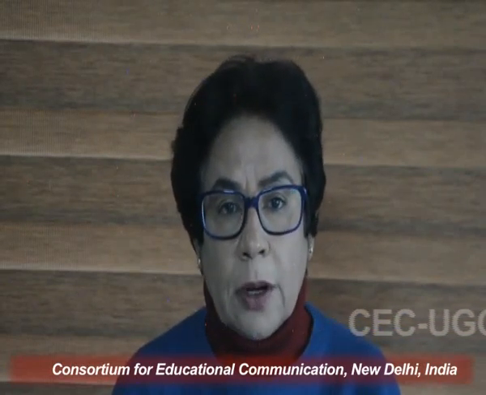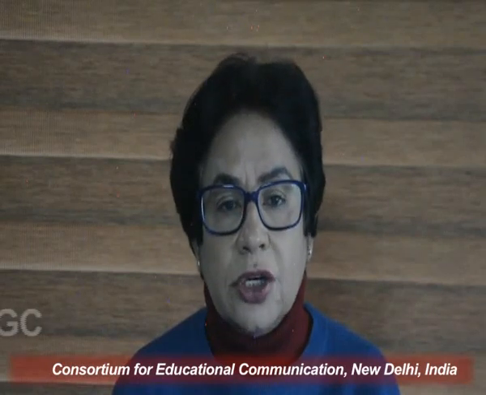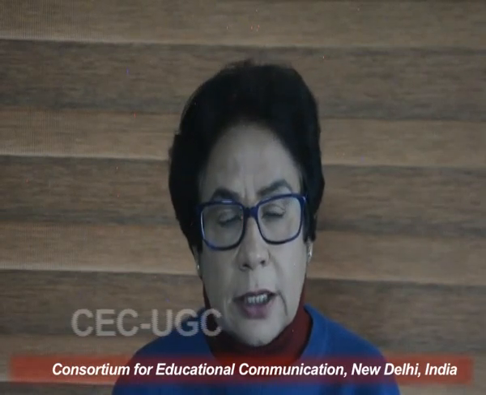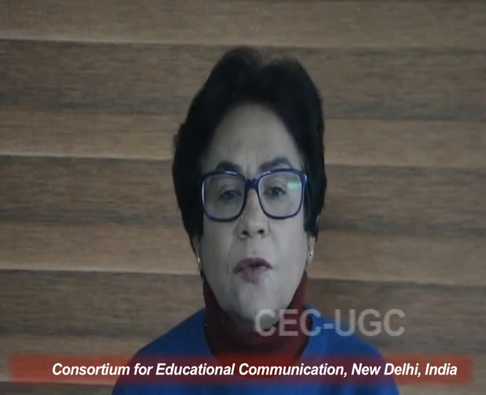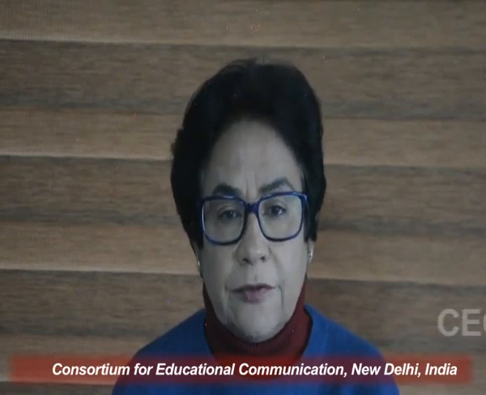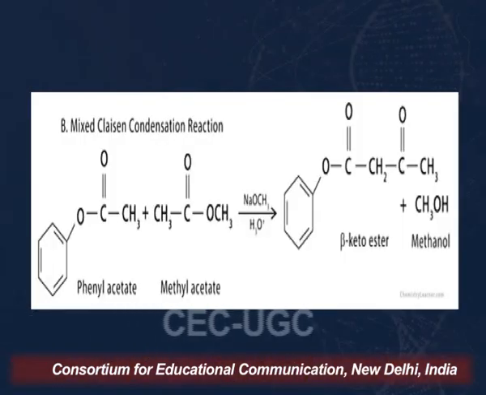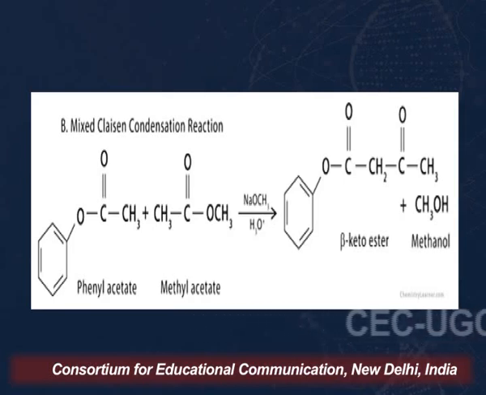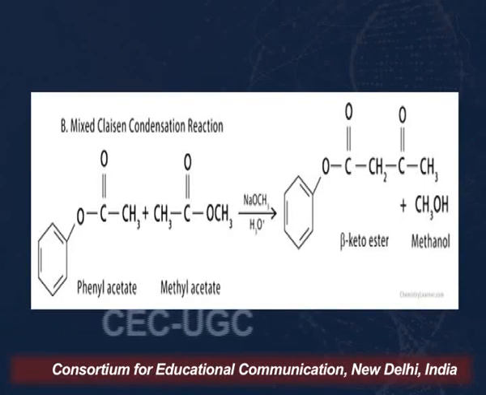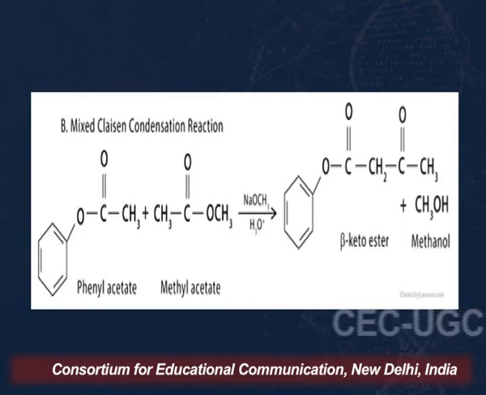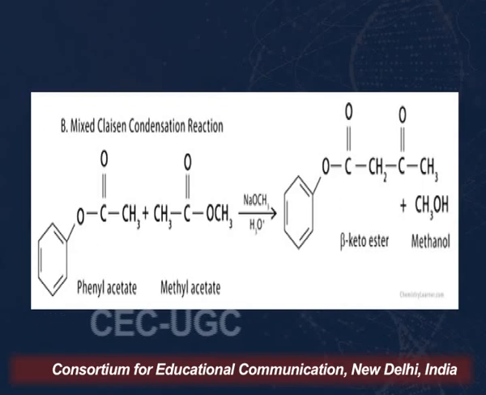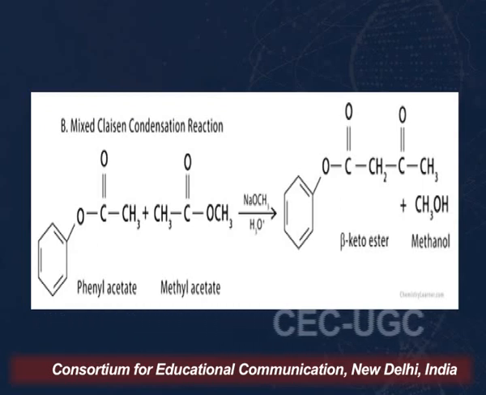Second point you have to remember is that carrying out a reaction between 2 enolizable esters will give us 4 products, which will be difficult to separate. So here again I have shown you that if we carry out the reaction between phenyl acetate and methyl acetate, which is an example of a crossed or mixed Claisen condensation reaction, we get one major product, which is a beta keto ester.